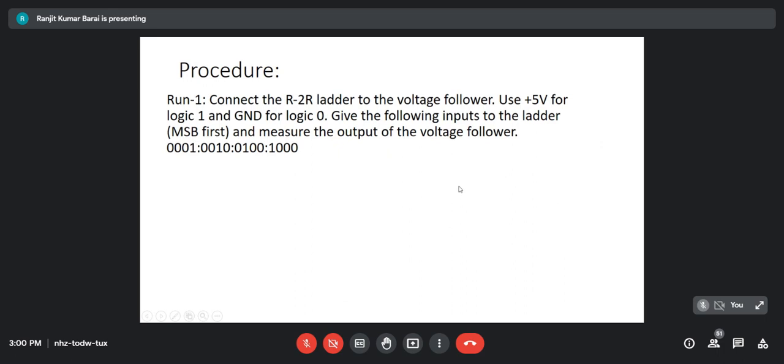Now let us switch over to the procedure. The procedure is like this. Run 1: connect the R-2R ladder network to the voltage follower. As usual in the control system laboratory, all the internal circuits are done. You need to patch up each block.